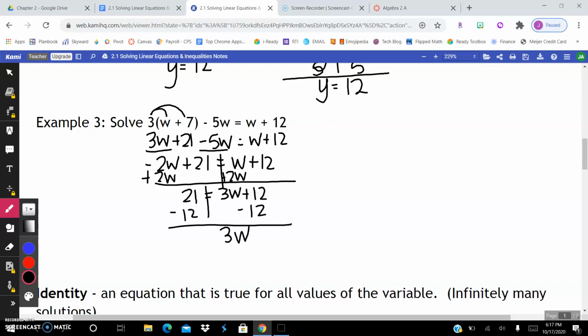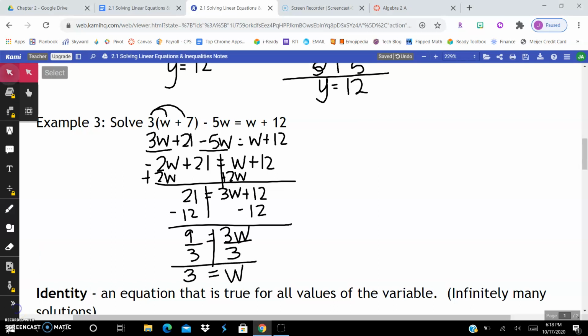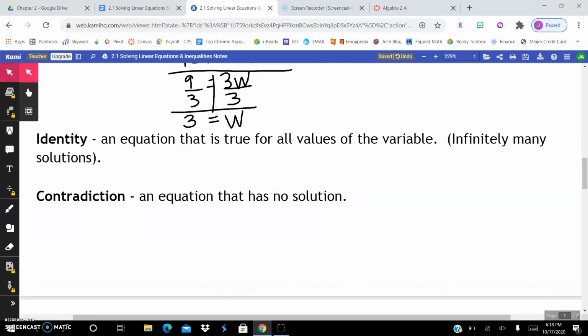I have 3W equals 9. And then we're going to divide by 3. So W equals 9 divided by 3 is 3. And then a couple of vocab words here: identity and contradiction.